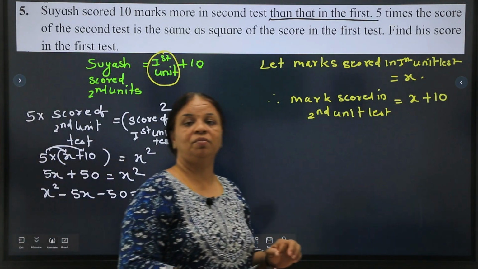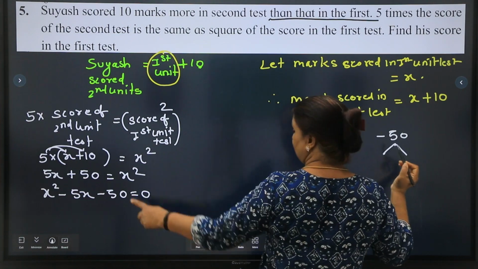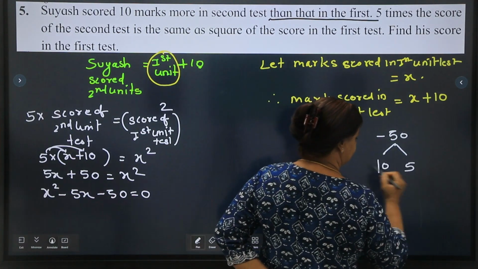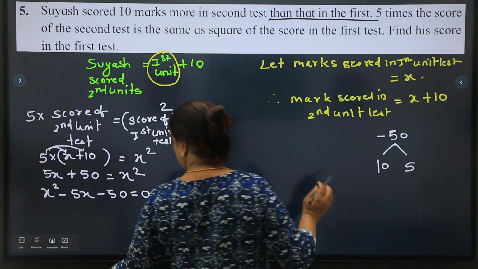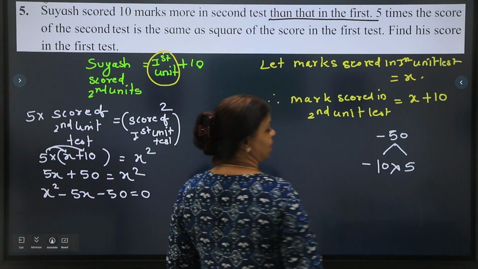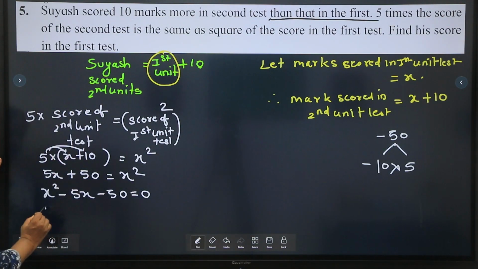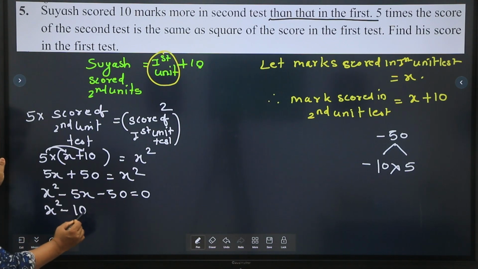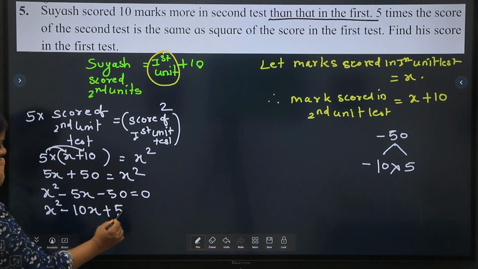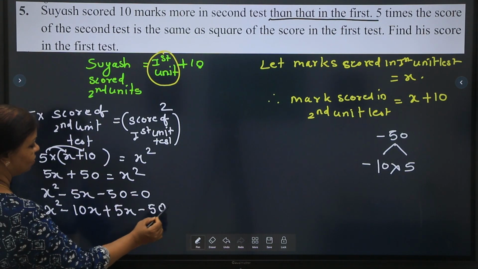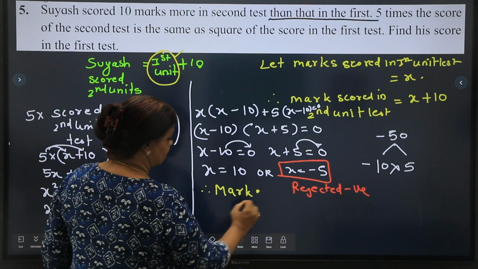Now minus 50 will be bifurcated and you will be getting the middle term. 10 5s will give you 50, but I want minus 50 and I want minus here. So minus 10 into 5 will give me minus 50, and minus 10 plus 5 will give me minus 5. So I can write here x square minus 10x plus 5x minus 50 is equal to 0. Marks in first unit test.